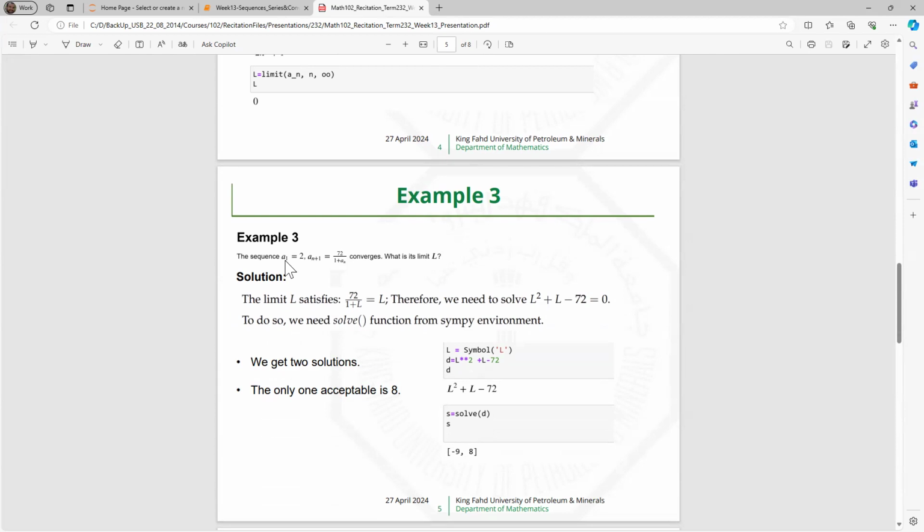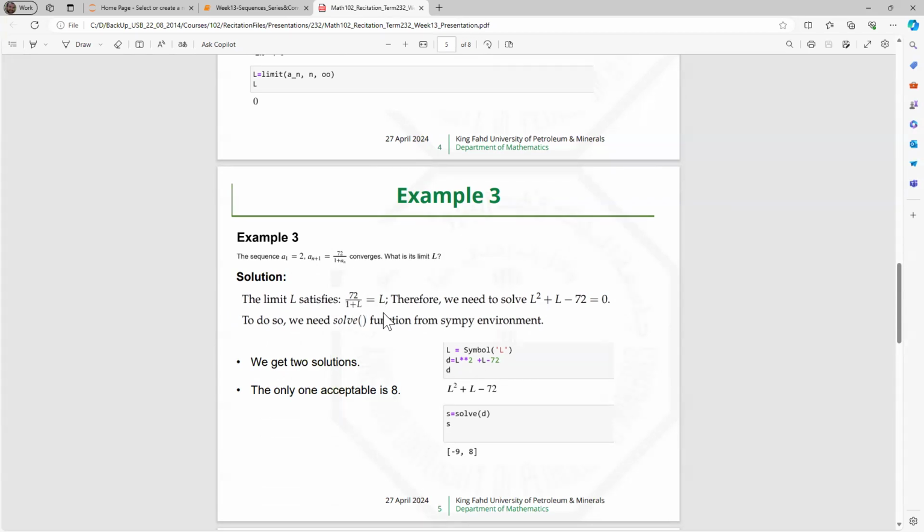The third example, we'll talk again about a sequence. Here we have a different definition. We have a_1 equal to 2, and a_(n+1) equals 72 over 1 plus a_n, which is convergent. So we'd like to find the limit of this sequence. To do that, we need to solve this equation: 72 over 1 plus L equals L.